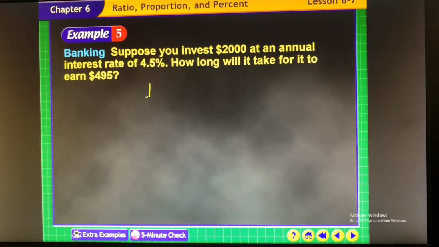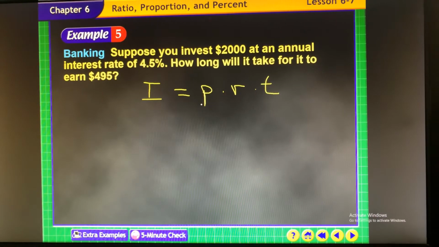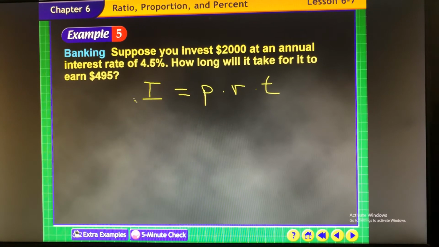Okay, here's your I equals P times R times T. If you need to, rewind back to find out that I told you I represents interest, not investment. It's interest. P is what you invest or borrow. That's your principal. R is the percent, the rate that the bank is going to pay you, or you have to pay the bank if it's a loan. T is the time it takes for you to earn that interest.